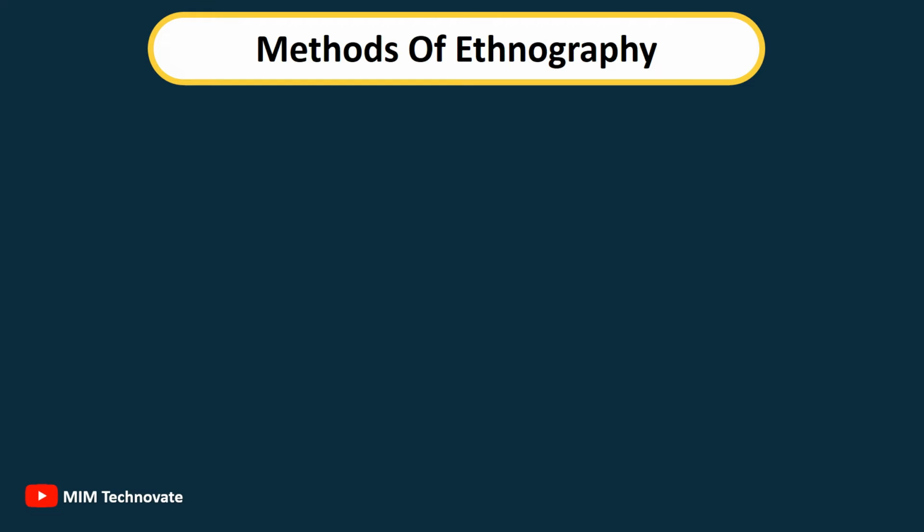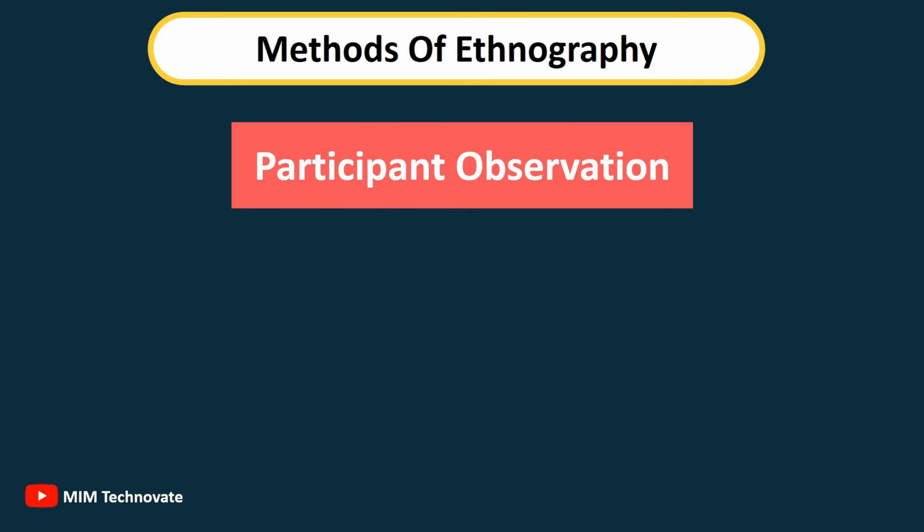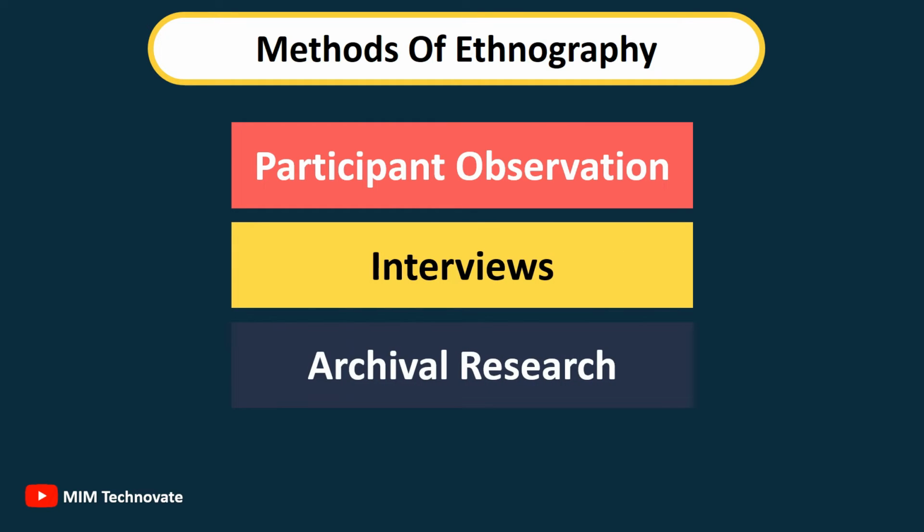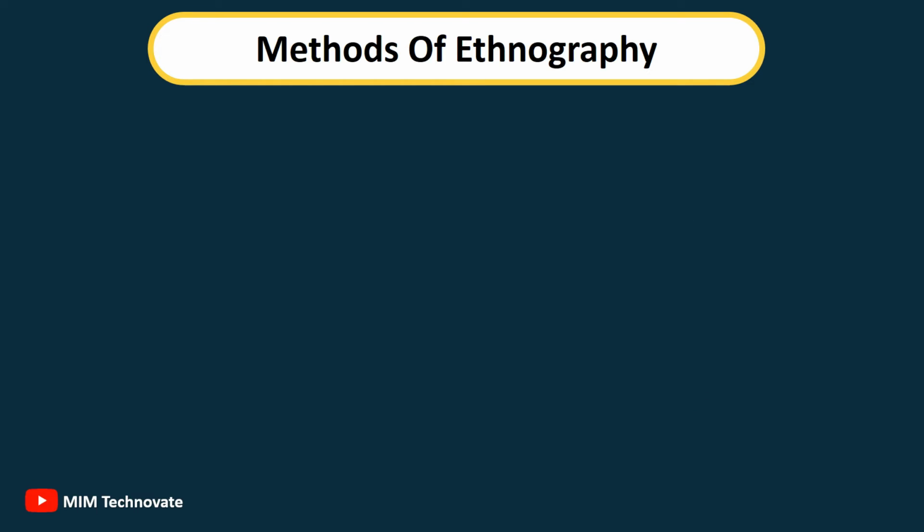Methods of ethnography. The three primary ethnographic methods include participant observation, interviews, and archival research. Researchers typically utilize a combination of these methods to collect comprehensive data for their study. Let's study them in detail.